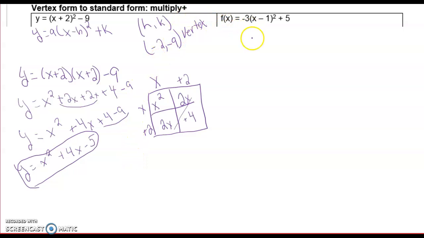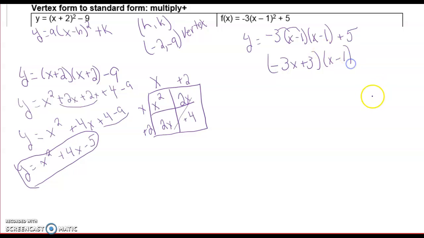Okay, so the only thing different on this one, y equals -3 times x minus 1 times x minus 1 plus 5, is I'm going to distribute this -3 to this first section first. -3x plus 3 to do and x minus 1. Then you're going to go back and do your box just like we did before. Get all that going. I'm going to trust that you guys can do that. Okey-doke.